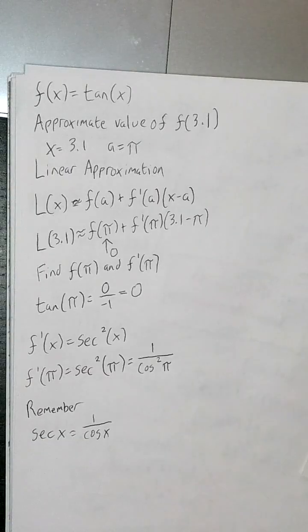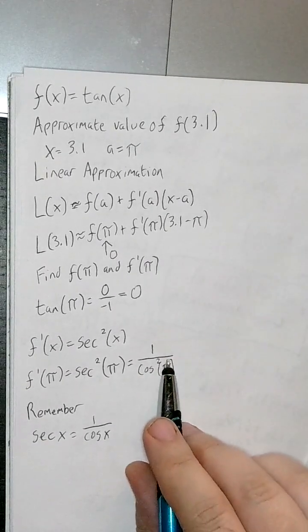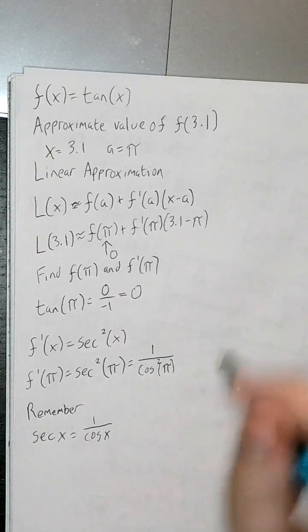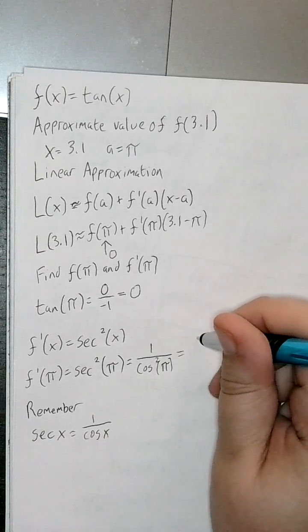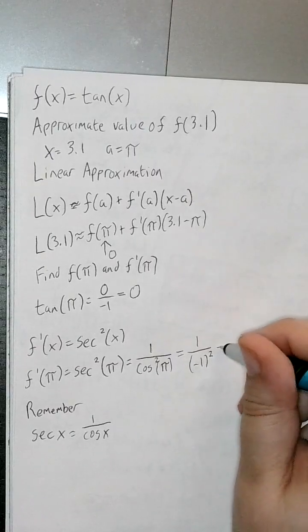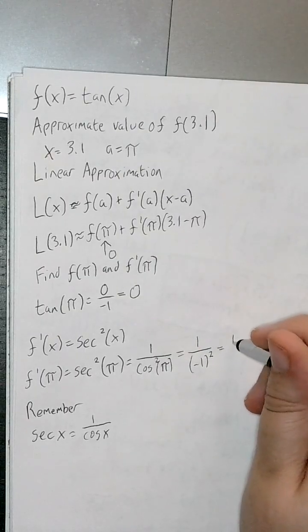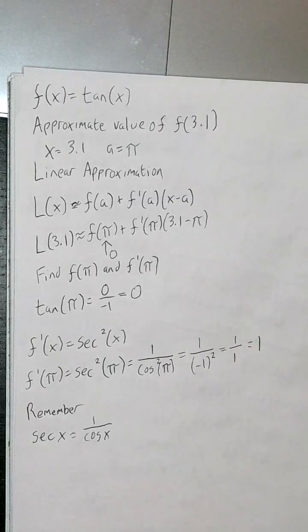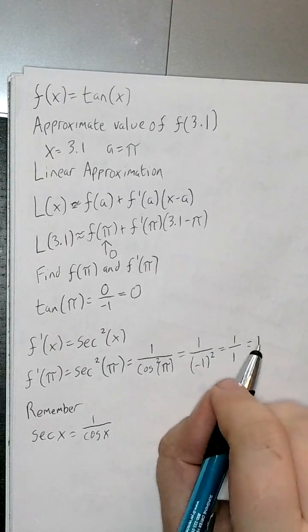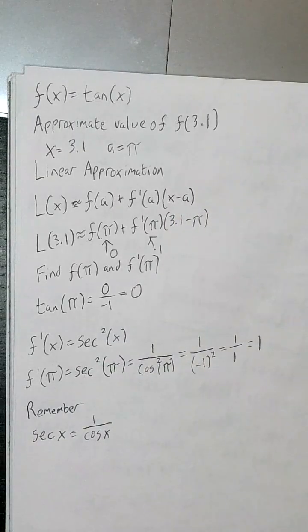But remember, I want cosine squared. So cosine is -1, so cosine squared is equal to -1 times -1. So this is 1 over -1 all squared, which would give me 1 over 1. -1 times -1 is 1. 1 over 1 equals 1. So when I go here, I'll be able to plug in 1 over there. Thank you for the follow. Again, I wish I could pronounce that.